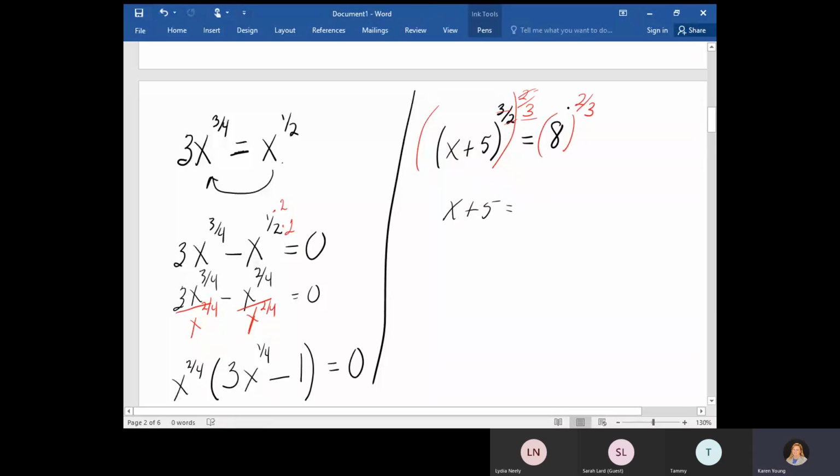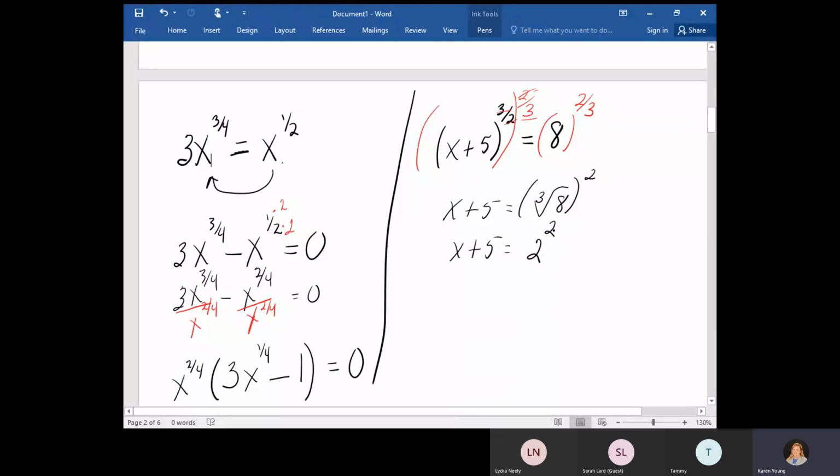So now, you can do this in the calculator, or you can do the cube root of 8, that's the index, and we're going to raise it to the second power. I'm going to keep my x plus 5. The cube root of 8 is 2. Raise it to the second power.